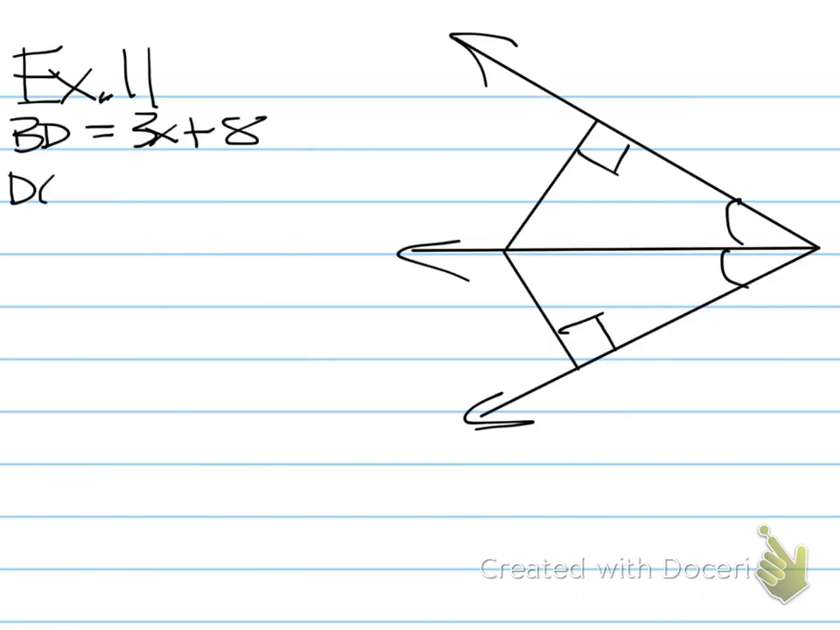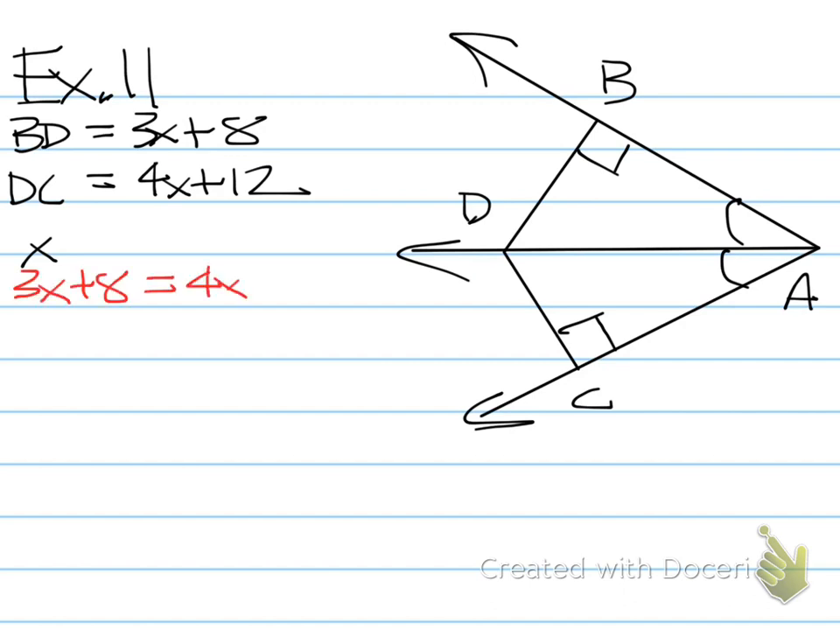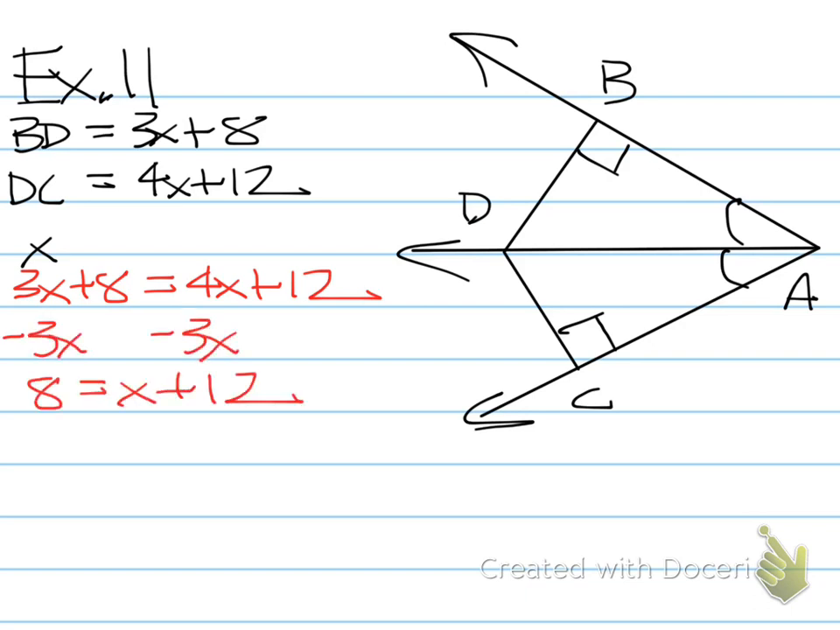In this example, AD is the angle bisector, so we're going to set BD equal to DC and solve for x by subtracting 3x from both sides, and then subtracting 12 from both sides, and we get x equals -4.